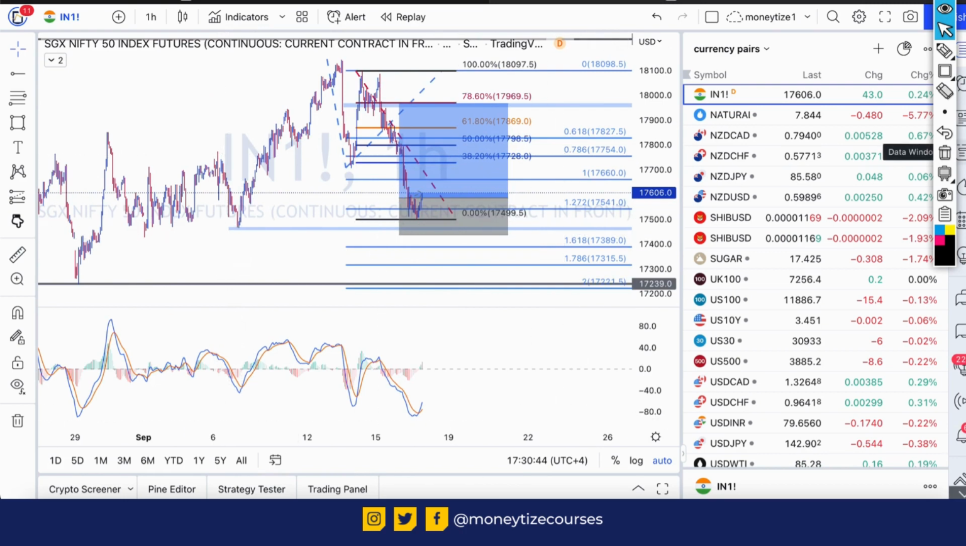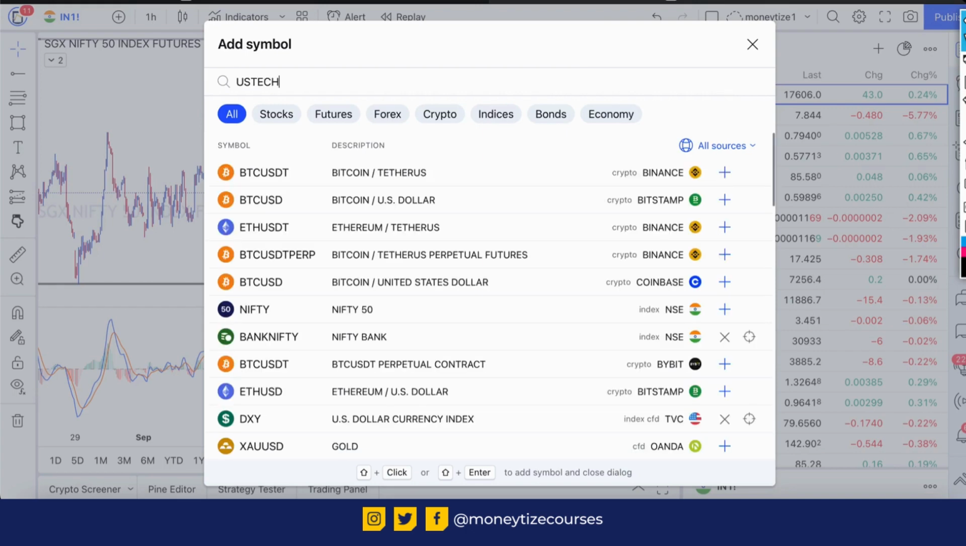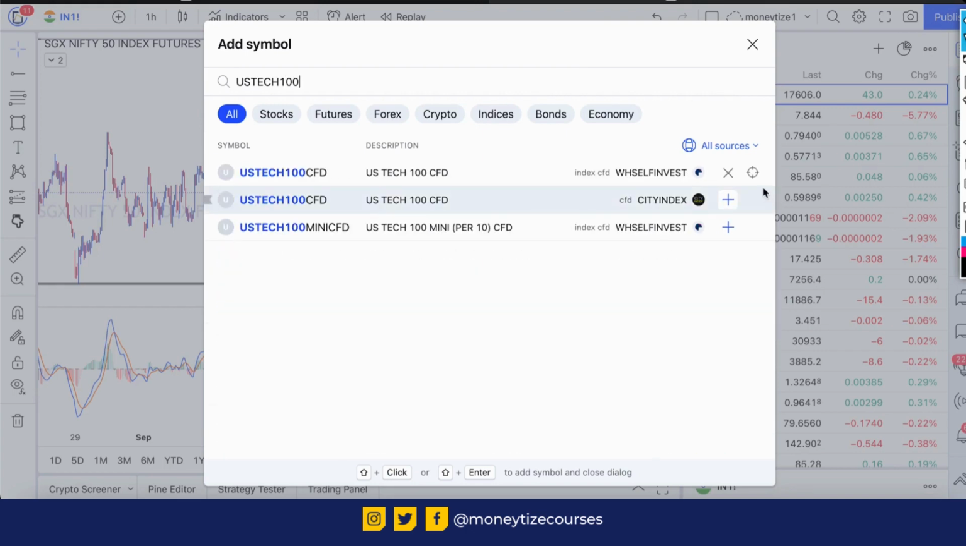So we have done US 10Y, we have done DXY, we have done gold, we have done SGX NIFTY. Next we can move on to NASDAQ. So US Tech 100.